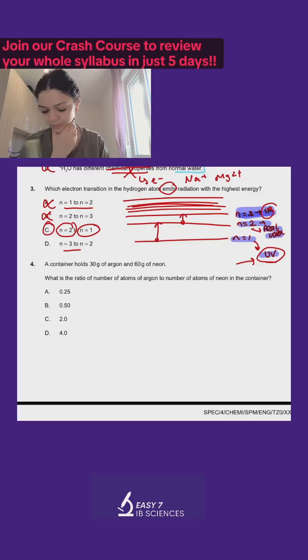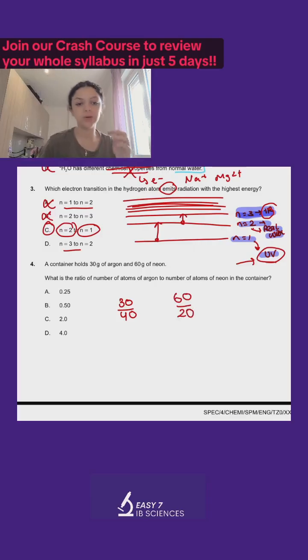Okay, so argon has a molar mass of 40. It's 39, but I'm just going to round up to 40. And then neon has a molar mass of what? Of 20. Okay? So why am I even doing this? I'm just going to write it down so I don't forget. But why am I even doing this?